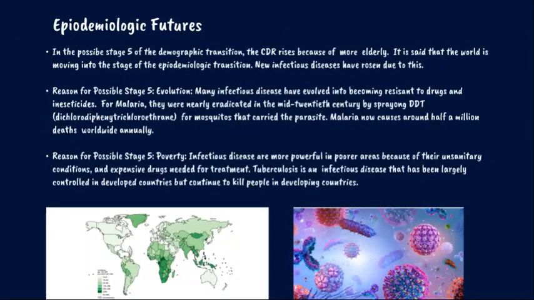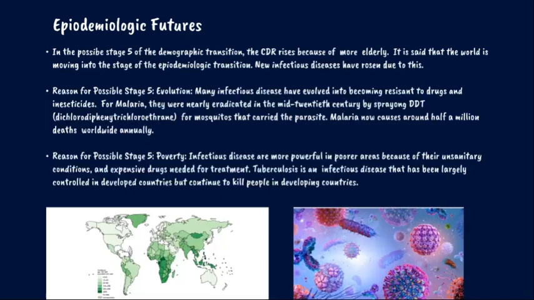Epidemiologic features. In the possible stage 5 of the demographic transition, the CDR rises because of more elderly. It is said that the world is moving to a stage 5 of the epidemiologic transition. New infectious diseases have risen due to this. Reason for possible stage 5 evolution: many infectious diseases have evolved into becoming resistant to drugs and insecticides. Malaria was nearly eradicated in the mid-20th century by spraying DDT for mosquitoes that carried the parasite. Malaria now causes around 500,000 deaths worldwide annually.